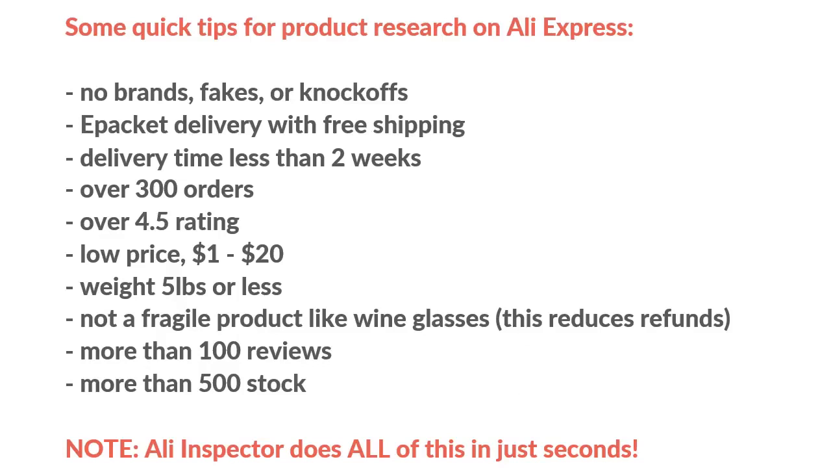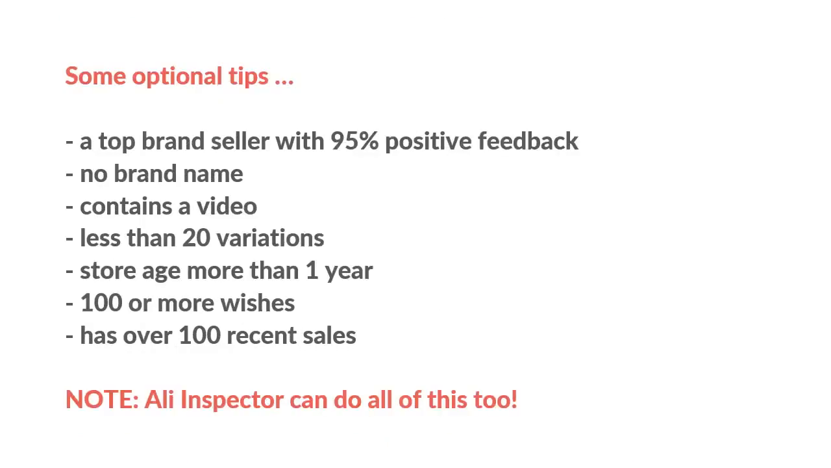Now there are also some additional points that you can look at as well. You want to look at a top brand seller that has really high positive feedback, no brand name, and contains a video that you could use in your marketing. Less than 20 variations. Shopify only allows, I think, up to 100 variations per product. You want a store age of more than 1 year. You want at least 100 minimum wishes and over 100 recent sales. Well, guess what? Ali Inspector can do all of that.